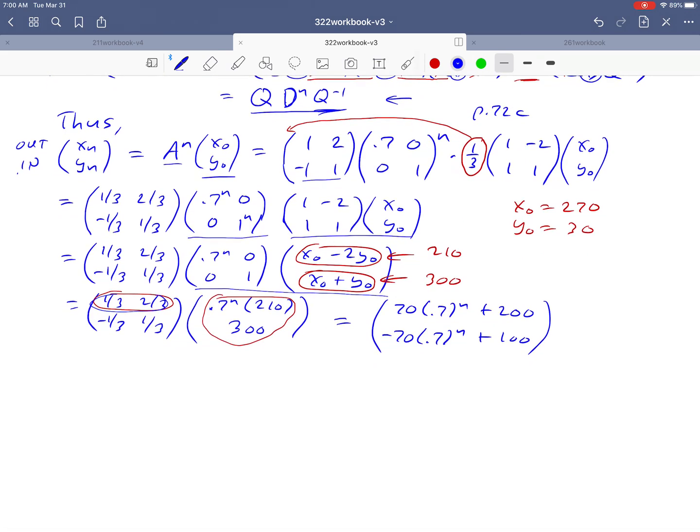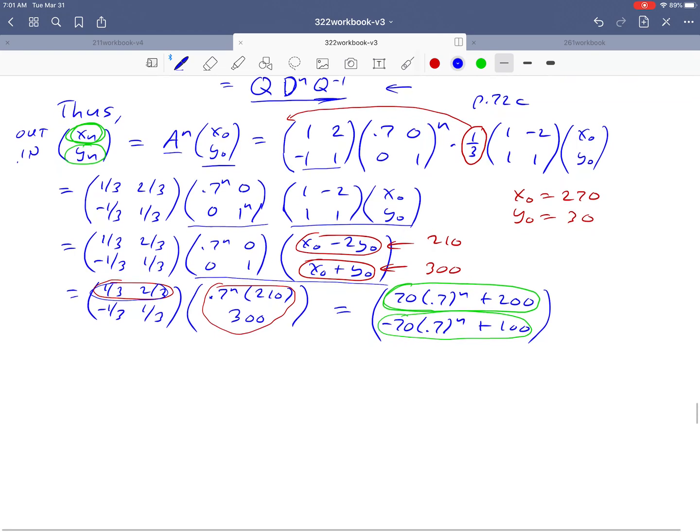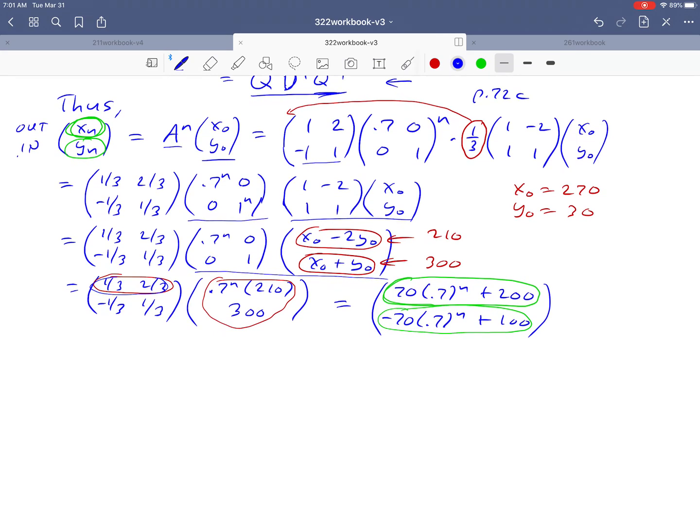Okay, so if we just kind of step back from this and take a look at what we have, we really have a formula for both of the populations, xn and yn. What we need to do is just to focus on the fact that xn, the population of people outside of California, has to be the first coordinate over here. And the same for yn, that's got to equal the second coordinate over here. So we've got two population formulas that we figured out.